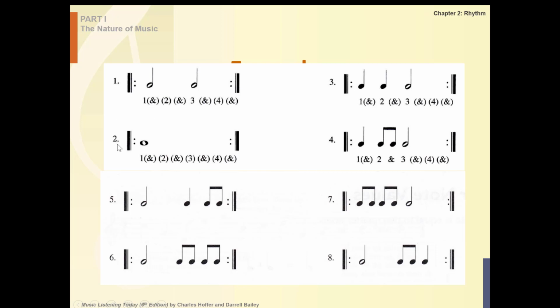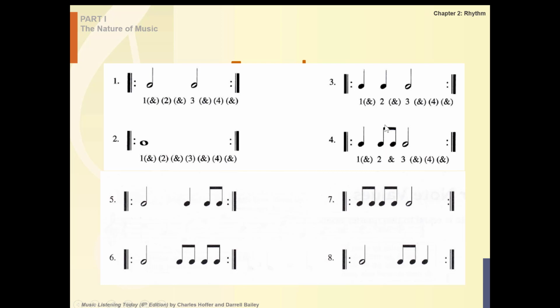Now we will read number 2. 1, 2, 3, go. 1. Yeah, so it has only one note and it has 4 quarter values. So that means we will just read 1. Okay, now number 3. 1, 2, 3, go. 1, 2, 3. Does it make sense? You probably already figured out how we will read these, right? Okay, now number 4.